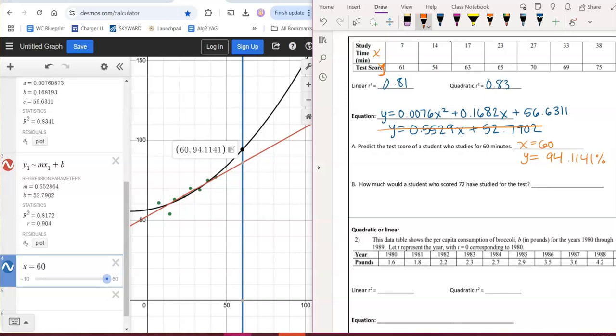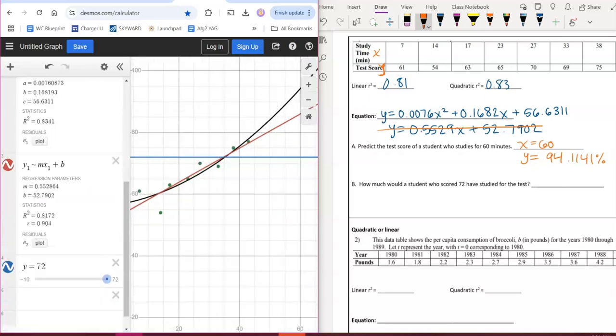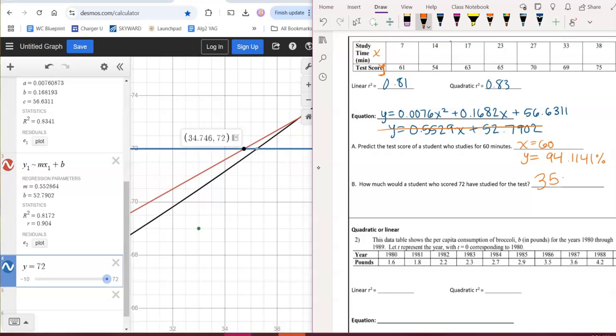The next one says, how much should a student who scored a 72 have studied for the test? So what value is the test score, x or y? Y. So let's look at the y value of 72. Now we can say y equals 72. Look at the quadratic for that point. When y is 72, x is 34.746. So it seems that they only studied for approximately 35 minutes.